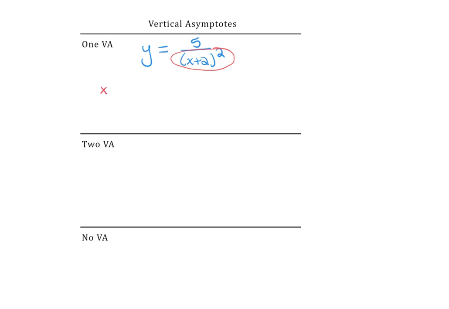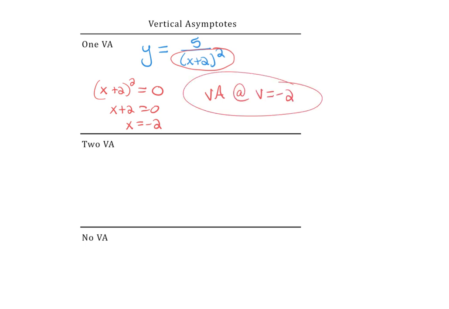If we set the denominator, (x + 2)^2, equal to 0 and solve for x, we'll get x + 2 = 0, and then x = -2. So we have one vertical asymptote at x = -2. Because when you plug -2 back in, you create that 0 in the denominator, and that is why we have that infinite discontinuity.